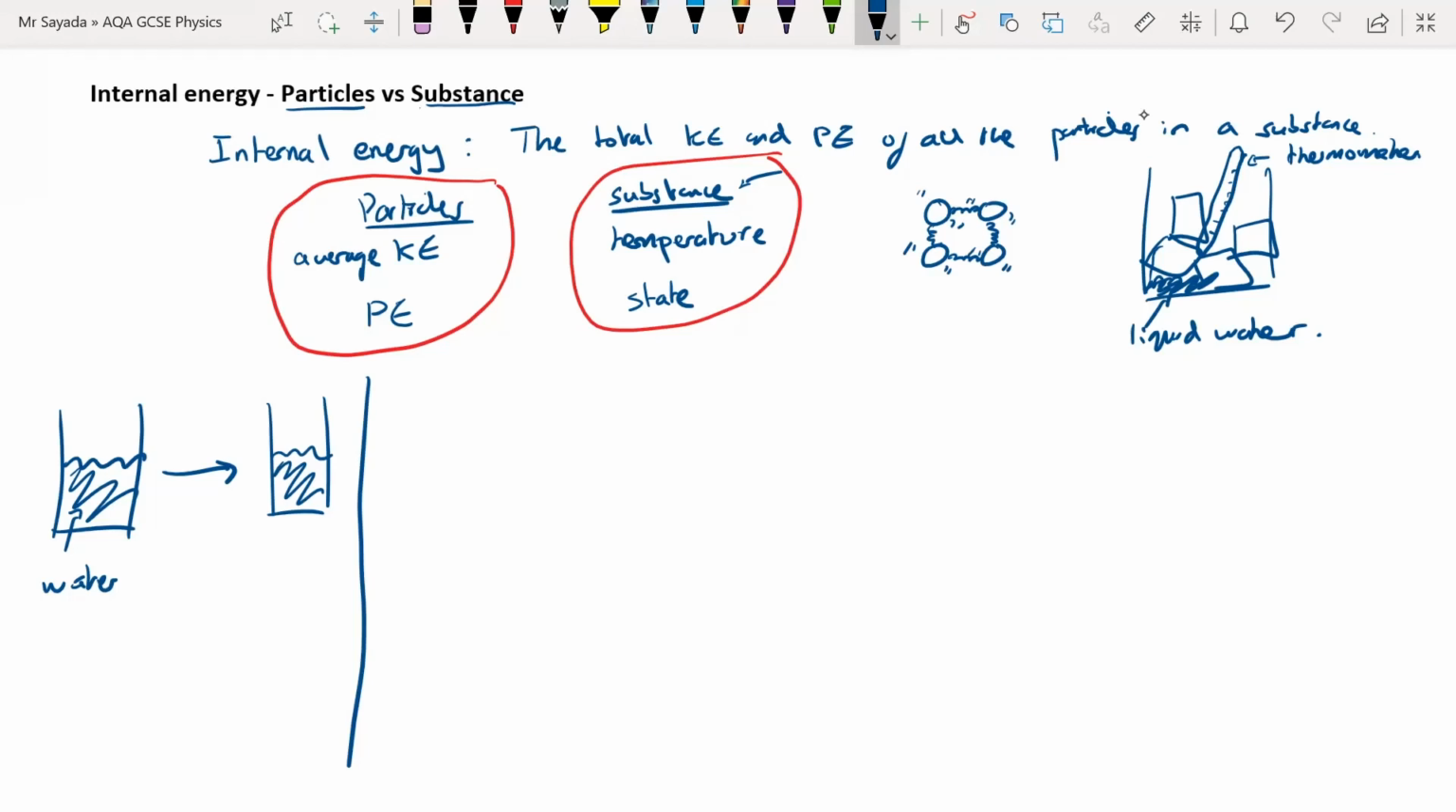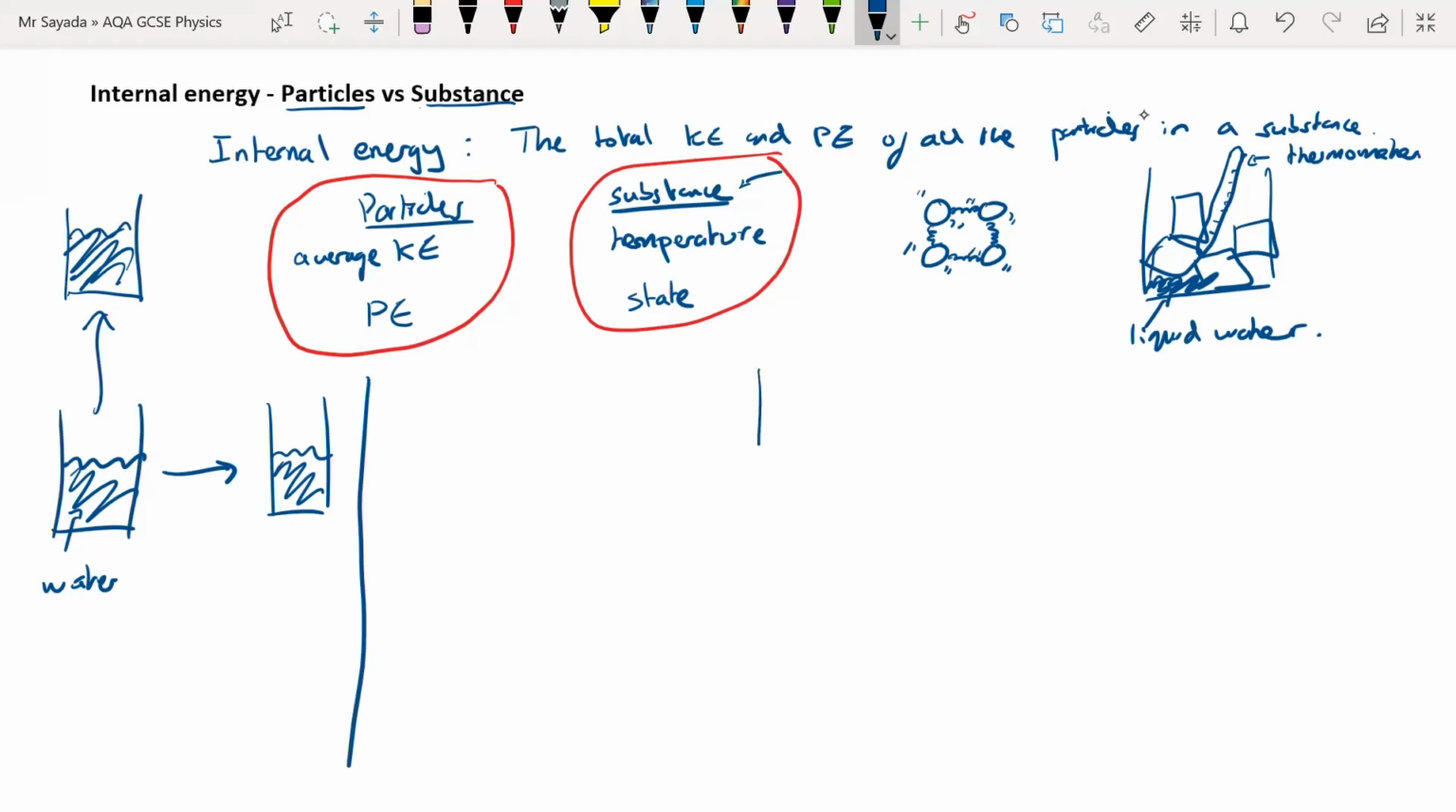Another thing I could do, I could take my cup of water and I could move it up, thereby increasing what form of energy? Say your answer to the video. I've increased the gravitational potential energy of the water. Does that increase the internal energy of the water? Say your answer to the video. No, it does not. If I've increased the gravitational potential energy of the water, I've not increased the potential energy of the particles inside. So I've not increased the internal energy. So don't get confused between the substance and the particles inside. If I increase the kinetic energy or the gravitational potential energy of the substance, that does not increase the internal energy. That does not increase the kinetic energy and the potential energy of the particles inside.